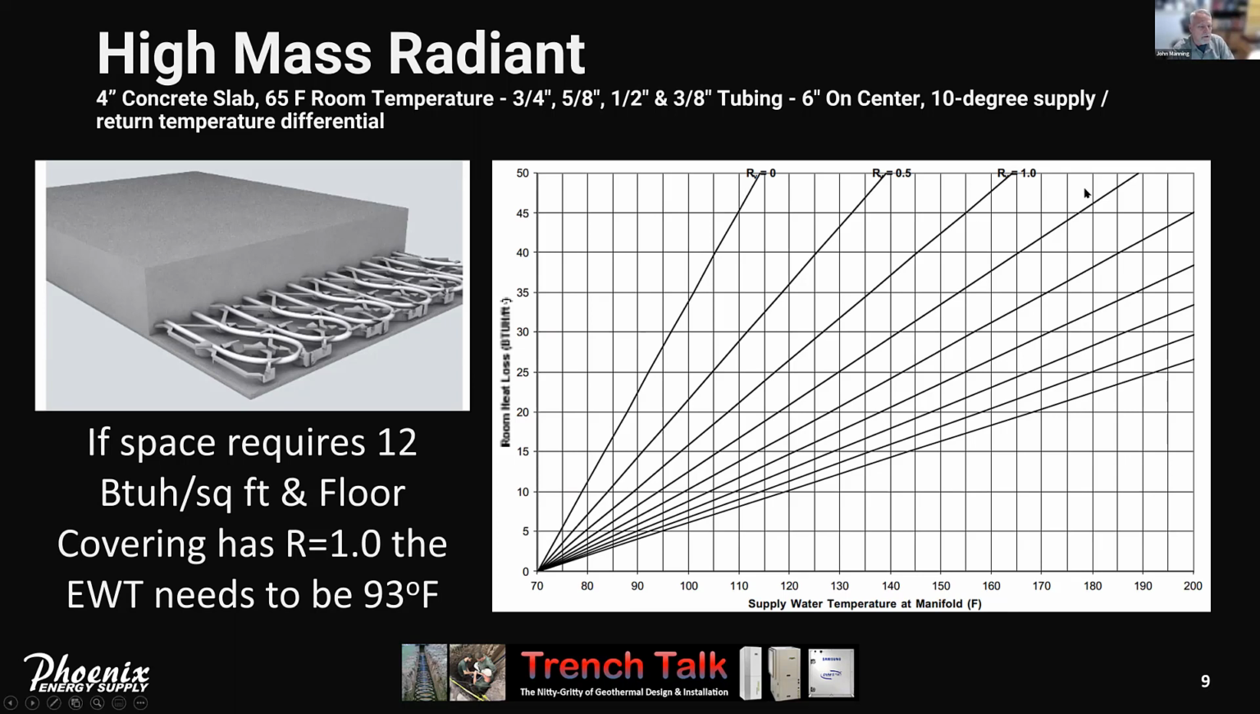There's some very good design manuals out there that probably better articulate what these are, but you have to assume some R value. People like throw rugs. Unless it's a full-size ceramic or hardwood or high mass radiant floor, you'll probably have some resistance on the floor, typically in the way of throw rugs or area rugs.